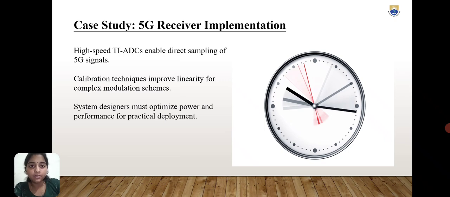Case study: 5G receiver implementation. High speed TI ADCs enable direct sampling of 5G signals. Calibration techniques improve linearity for complex modulation schemes. System designers must optimize power and performance for practical deployment.